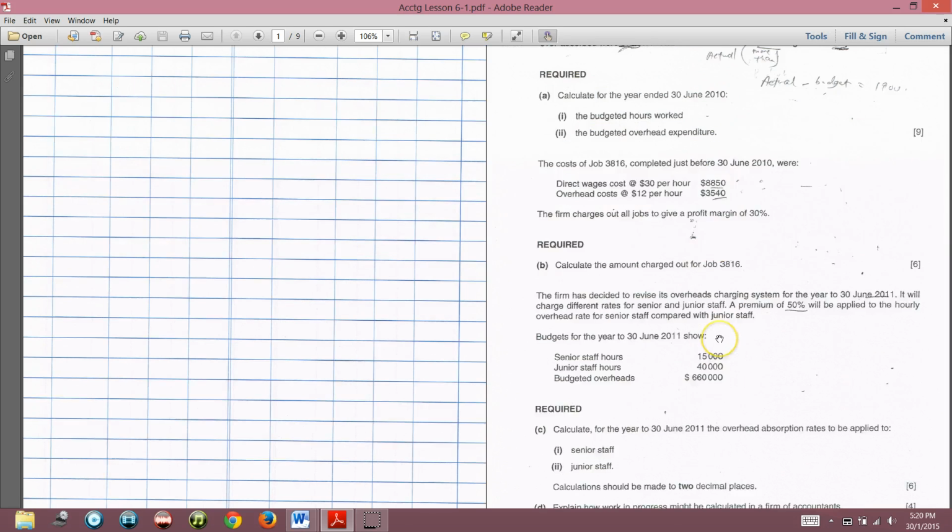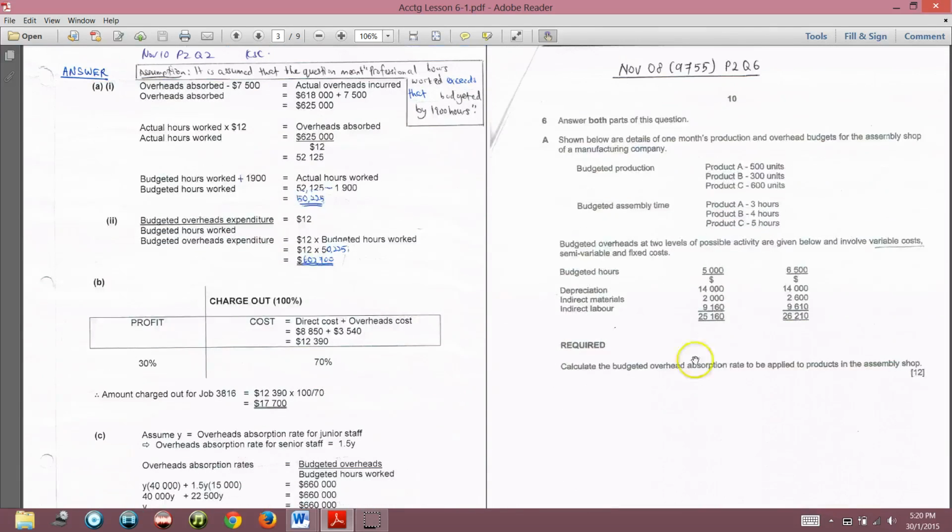12390 is the cost. The cost, direct cost plus overhead cost, is 12390. They said that the profit is 30%, to give a profit margin of 30%. So that means the profit is 30%.